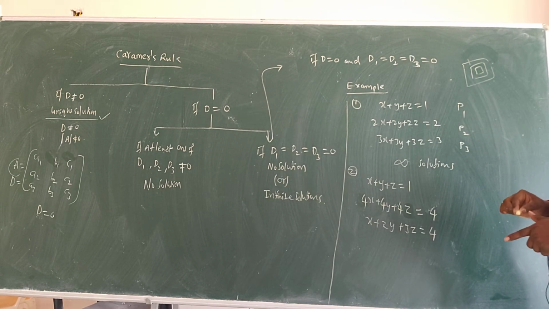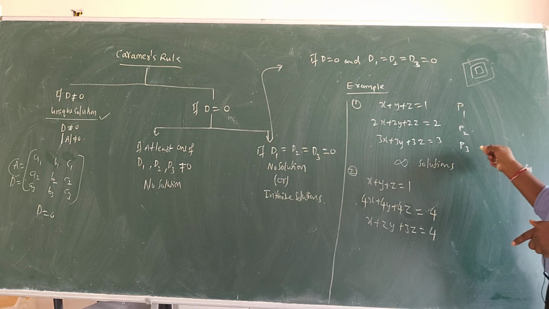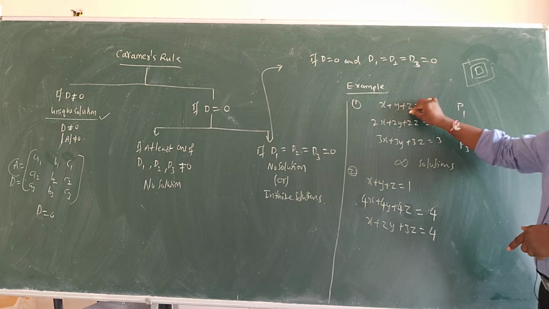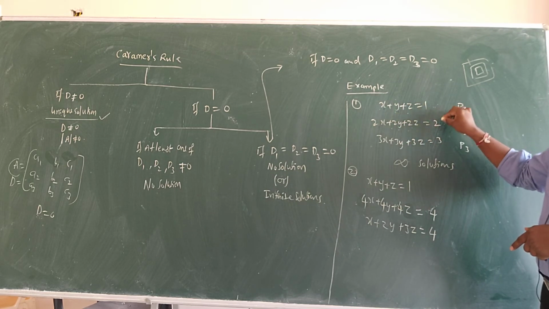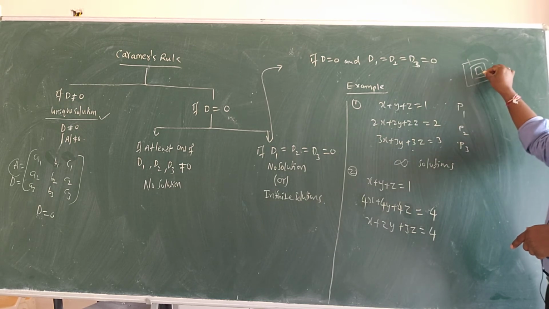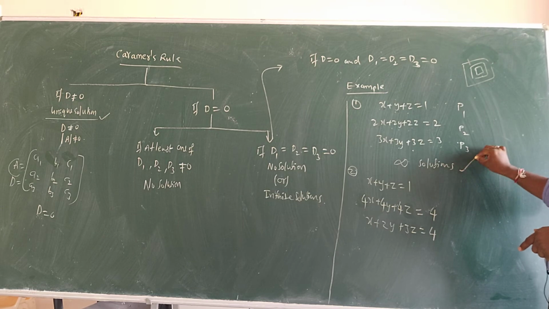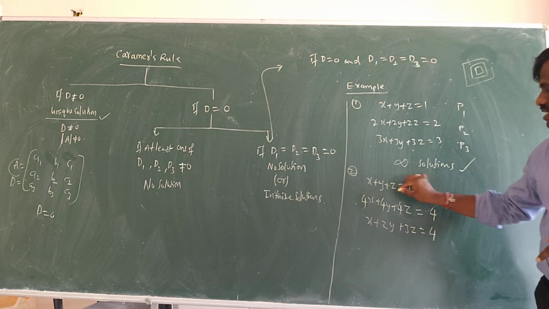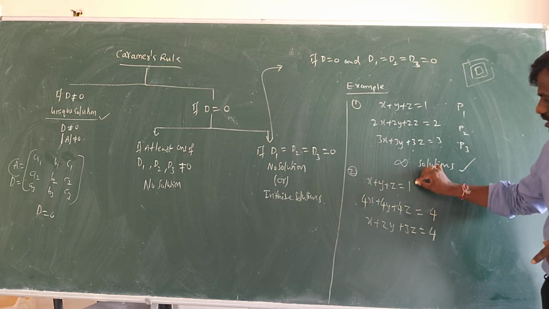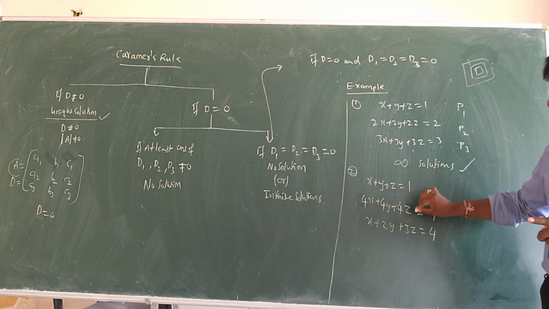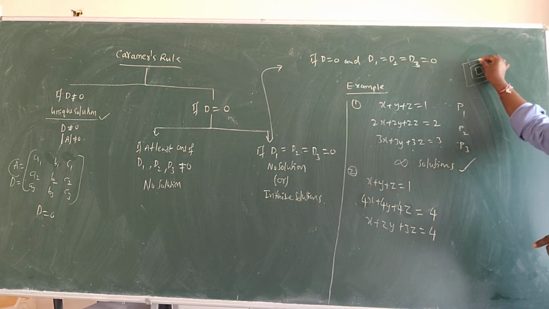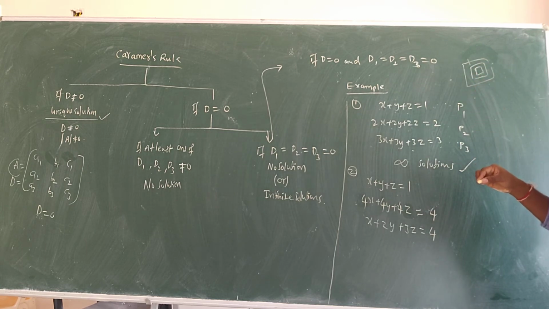So if the planes are parallel, means coincide, sorry, these are coincident. x plus y plus z equal to 1, 2x plus 2y plus 2z is equal to 2, 3x plus 3y plus 3z is equal to 3. If it is like this, the planes coincide, so you will have infinite solutions. Here in this case, x plus y plus z equal to 1, 4x plus 4y plus 4z is equal to 4. These both coincide, which means these two planes become one plane. Here these three planes become one plane, so you get infinite solutions.